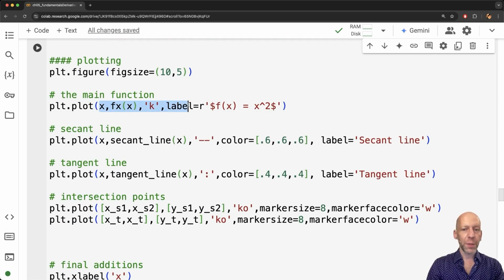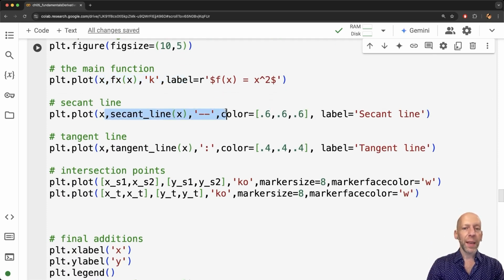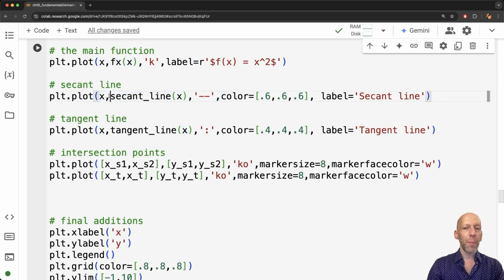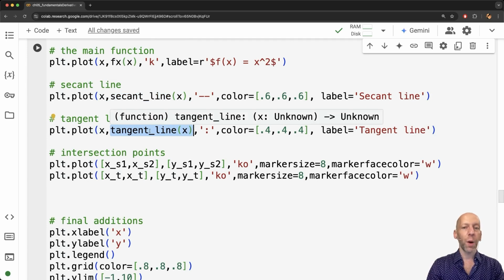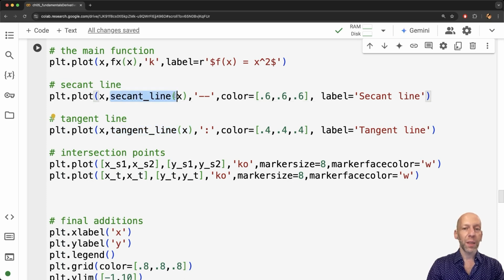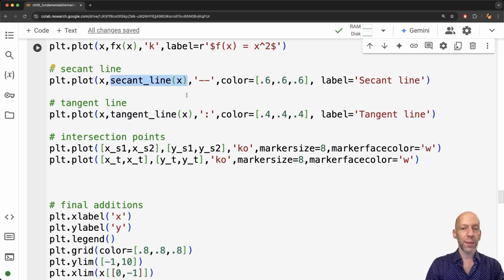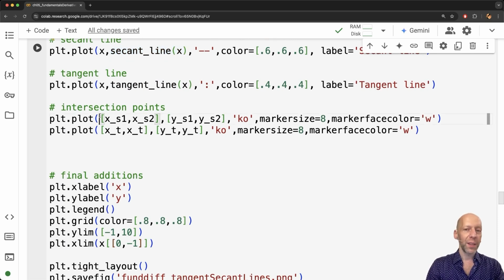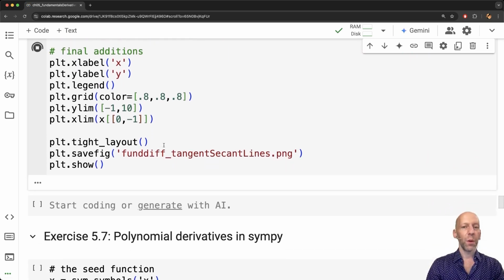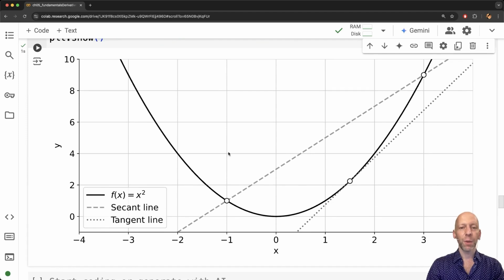Okay, so then the rest of this is just plotting. Here I'm plotting the function. Here I plot the secant line. You can see I'm plotting x by the function secant line and x by the function tangent line. This is going to return the y-axis values here for plotting these two lines. Okay, and then here I'm just plotting little circles at the intersection points. Okay, very nice. This reproduces figure 5.7 in the book.